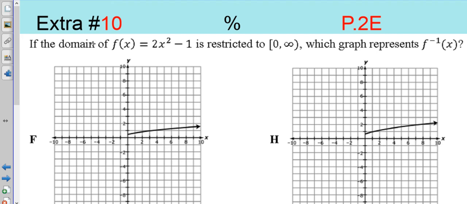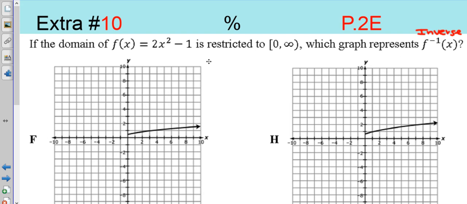All right, extra problem number 10 from the fall ACP review. It says that the domain of f of x equals 2x squared minus 1 is restricted to this. Which graph represents f negative 1, which means the inverse? Which one represents the inverse?